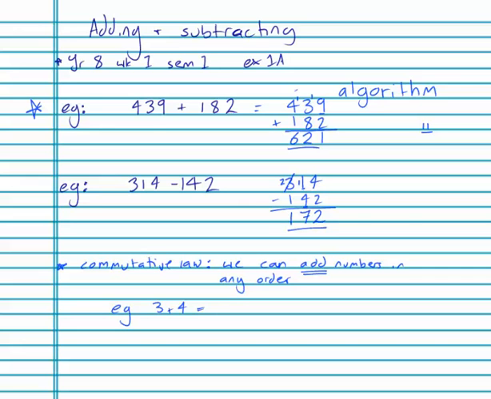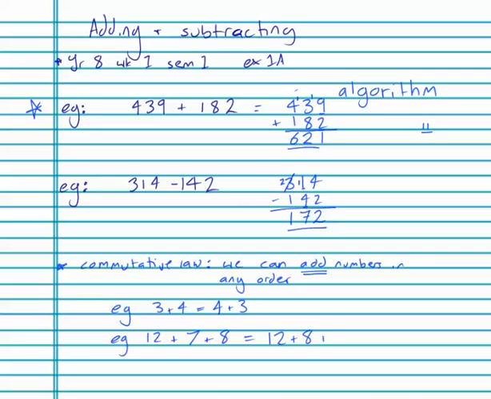So 3 plus 4 is the same as 4 plus 3. They're both 7. I can also rearrange with more than 2 numbers. So if I have 12 plus 7 plus 8, I might look at that and realize that 12 plus 8 is going to be nice and easy and give me a nice round number, which I can then add to 7.